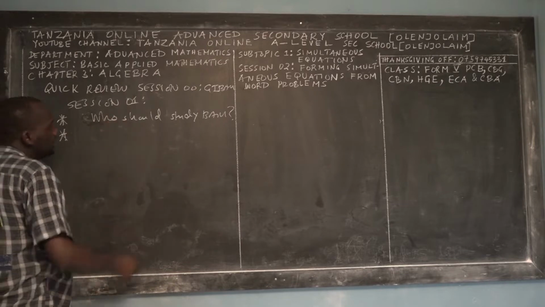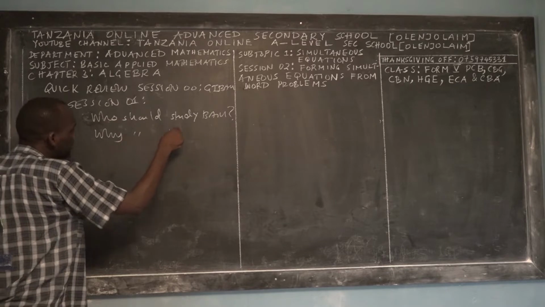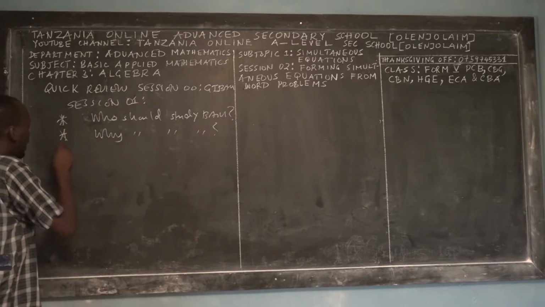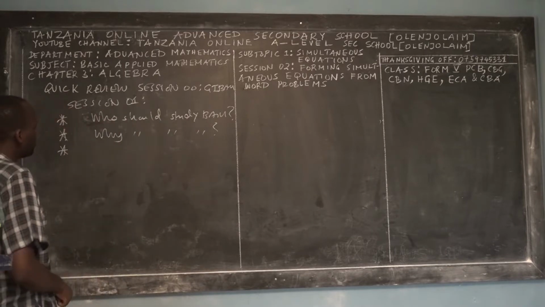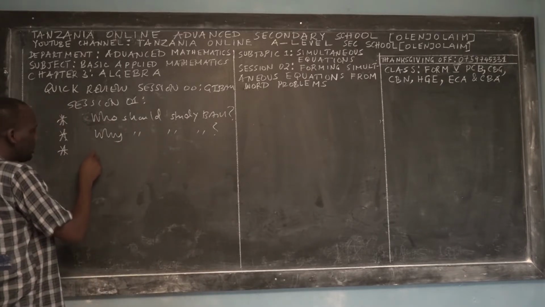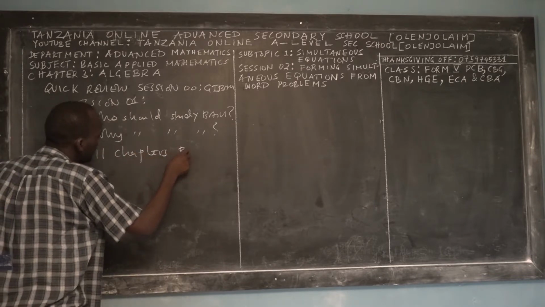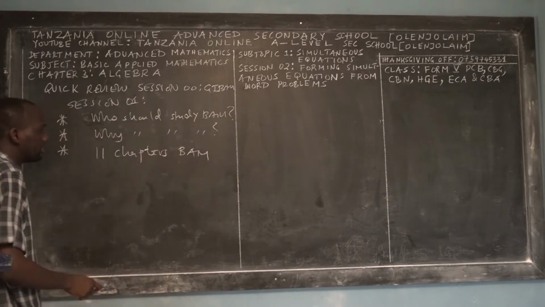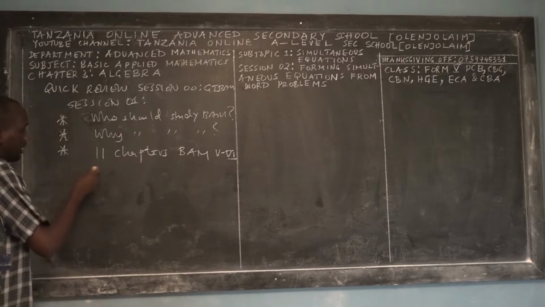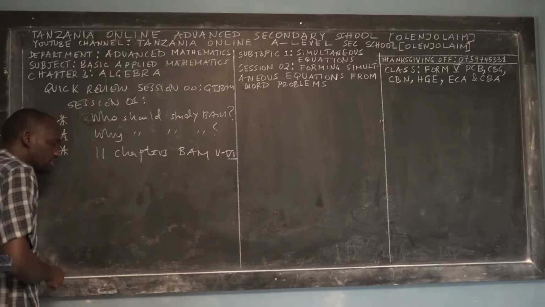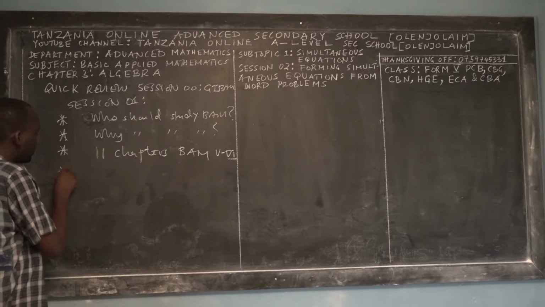So who should study BAM? And why should you study BAM? Why are you studying basic applied mathematics? You know the reason? Then afterwards, I mentioned the 11 chapters that you have to cover in basic applied mathematics from Form 5 to Form 6 according to the syllabus. You have 11 chapters: 6 chapters you have to cover during your Form 5 education, and 5 chapters during your Form 6 education.